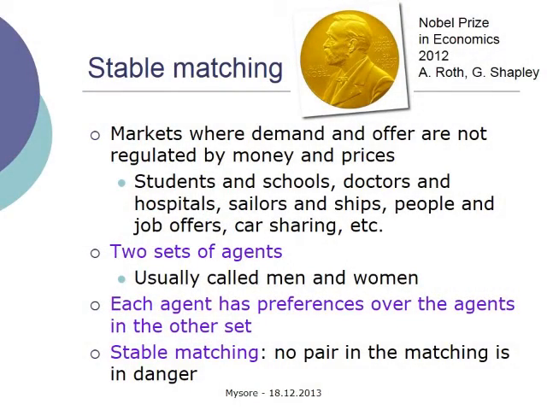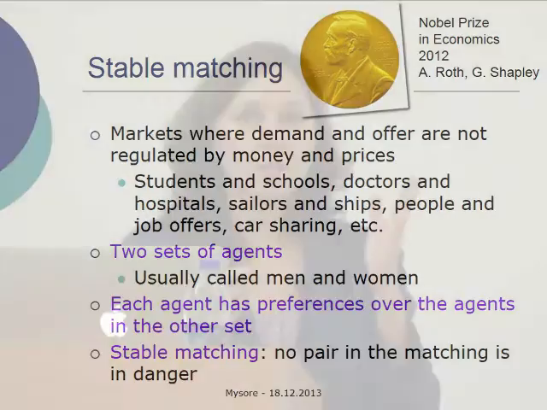So stable matching has to do with, you have two sets of agents. For example, students and schools, you have to match students and schools, doctors and hospitals, sailors and ships, people looking for jobs and job offers, okay? So you have two sets of agents. Each agent of one set ranks completely all the agents on the other set. It says which one he prefers. For example, here, every doctor will rank all the hospitals, and every hospital will rank all the doctors.